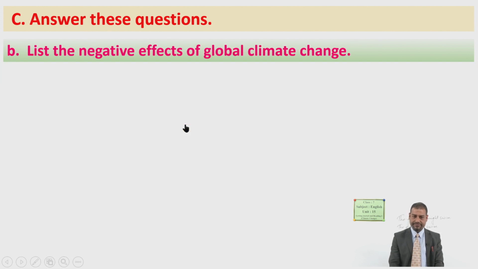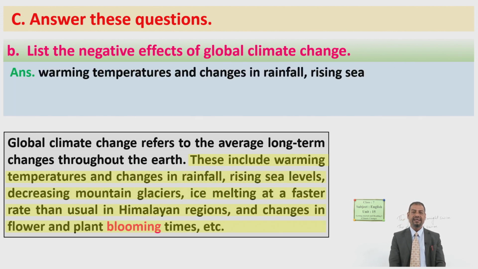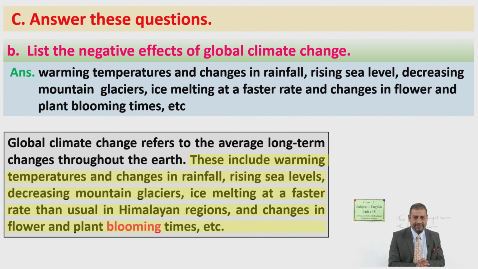Okay. So next question, list the negative effects of global climate change. So what can be the answer? You can find it in the second paragraph. See, here is given warming temperatures and changes in rainfall, rising sea levels, decreasing mountain glaciers. These things are given there, which you can write down in your answer. So you can find your answer in these lines, and your answer is warming temperatures and changes in rainfall, rising sea level, decreasing mountain glaciers. These things you can write down.